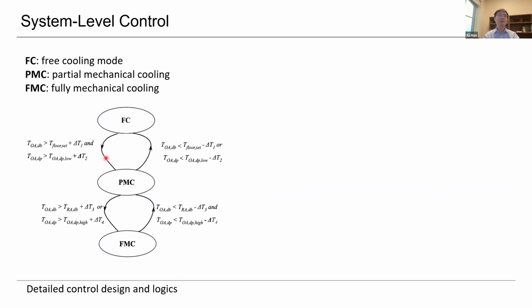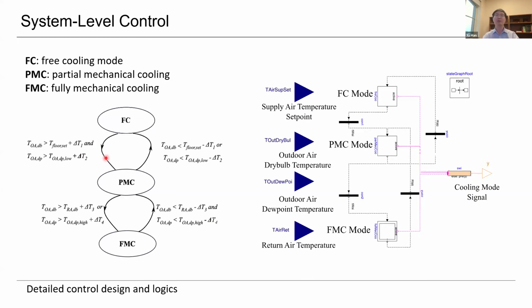And here I'll give you an example of how we implement this logic in Modelica. Again, here we also use the state graph model, right? Three modes: FC, PMC, FMC. And these are the inputs of this model. For example, we may need the input from the supply air temperature set point, and the outdoor dry bulb temperature, because of the switching conditions. We need this data, right? So the dry bulb temperature, also the dew point temperature, we also need this data.